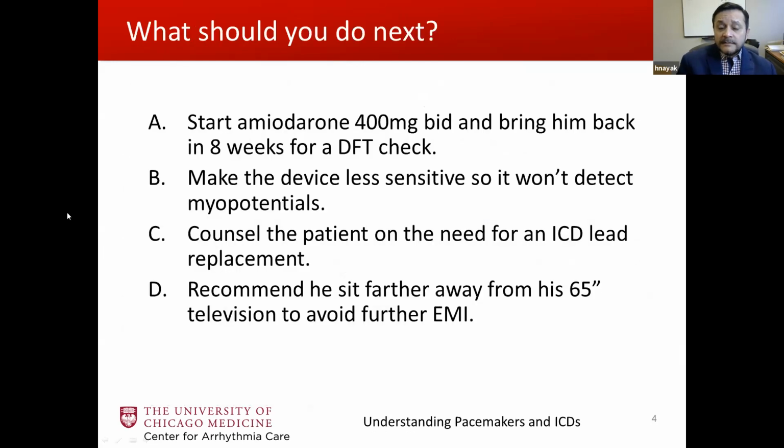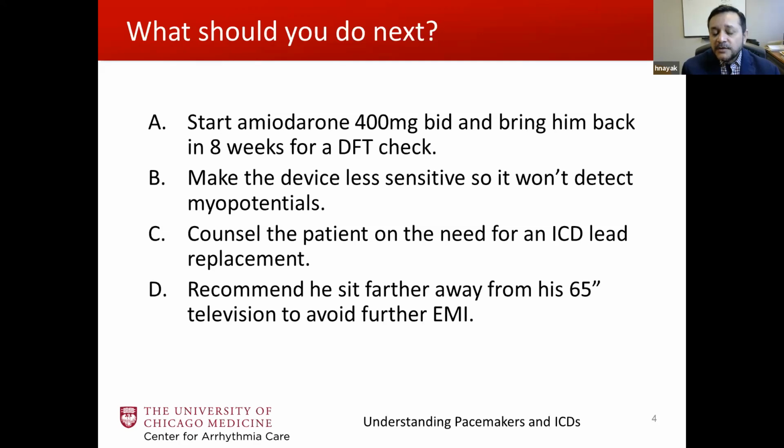So what would you do next? Your choices are: A, start amiodarone 400 milligrams twice a day and bring him back in 8 weeks for a DFT check. B, make the device less sensitive so it won't detect myopotentials. C, counsel the patient on the need for an ICD lead replacement. Or D, recommend he sit further away from a 65-inch television to avoid further EMI.